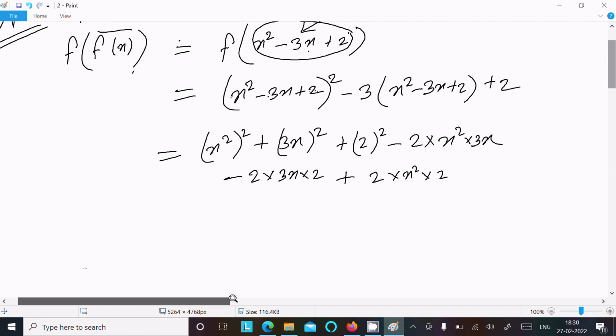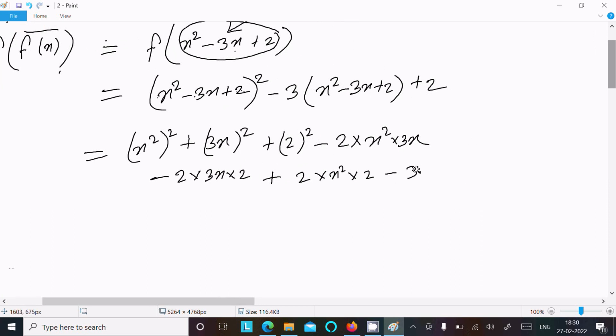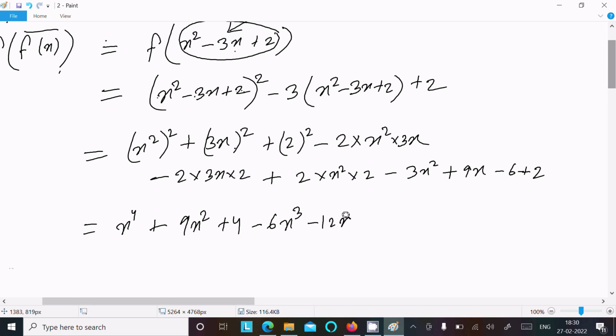After that we can write minus 3x², and this is now 9x², and this is minus 6x³ plus 2. And here x⁴, this is 9x², this is 4, and 3 times 2 is 6x³, 2 times 2 is 4, 4 times 2 is 12x, and this is 4x², 3x², 9x, and this is minus 4.